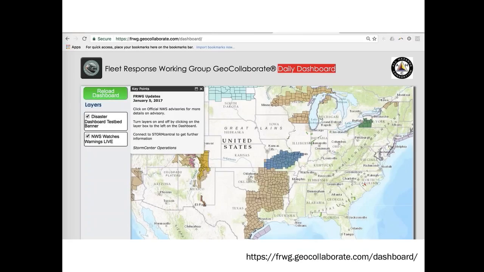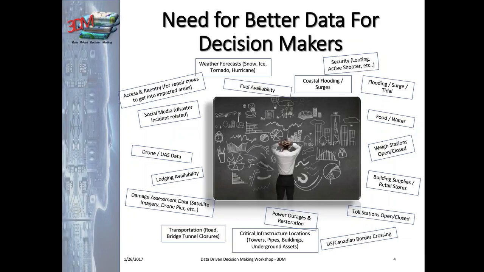ESIP funds things called test beds, and we're going to start calling them incubators. But one of the incubators that we had was a collaboration between Storm Center Communications and the All Hazards Consortium, where we piloted using the technology GeoCollaborate. And this was something that we had no idea if it was going to work. And it turned out being a pretty epic success, I think we could say.